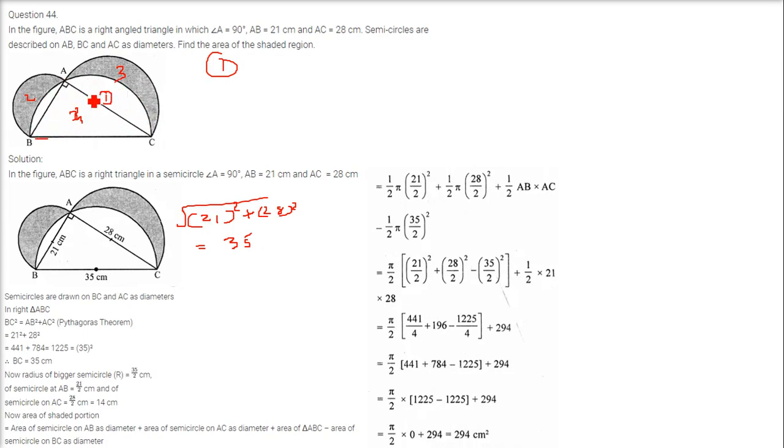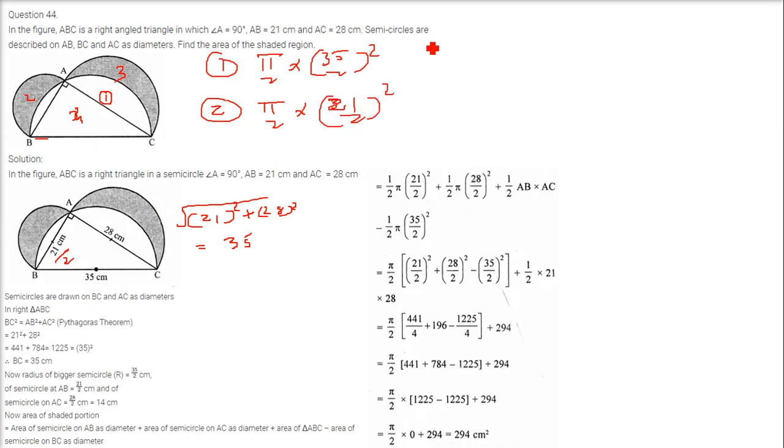With this we have to find out the area of the shaded region. First we will find out the area of the first one, which is pi r square by 2. What is the radius? This is 35, so it will be 35 by 2 whole square. Now the second one, which is this region, will be pi by 2 into, now this is 21, so the radius will be 21 by 2, pi into 21 by 2 whole square.